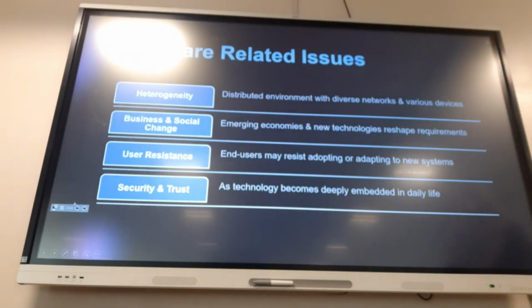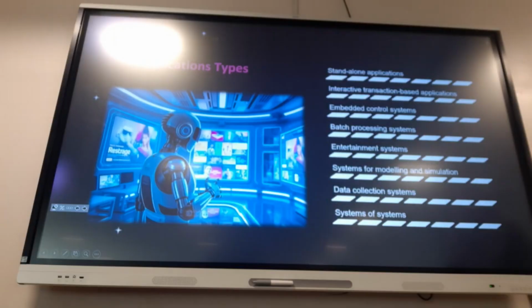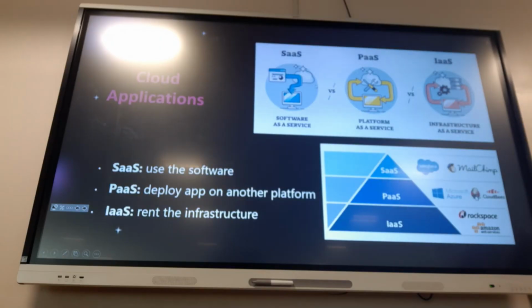If you remember also, here we were talking about these types: standalone applications, interactive transaction-based, embedded batch processing, entertainment, systems for modeling, simulation, data collection, and system-to-system. We discussed all of them last time, right? And also we discussed two types of hosting, the web and the cloud-based. We said what is the difference between static and dynamic, and also these three different services introduced by cloud applications: software as a service, platform as a service, or infrastructure as a service.